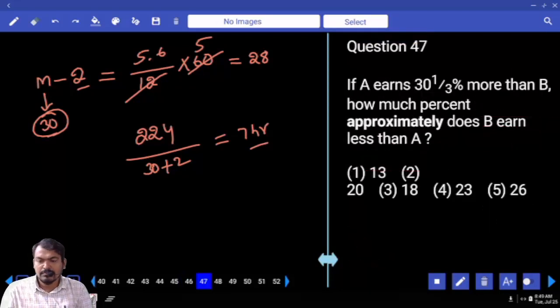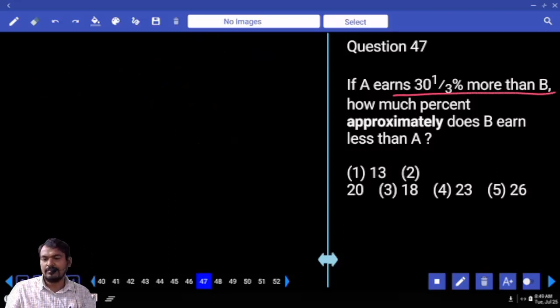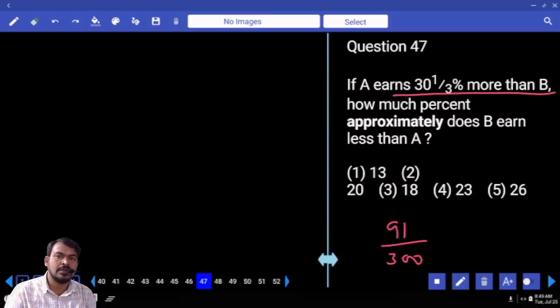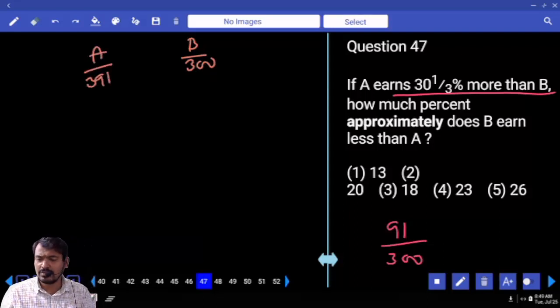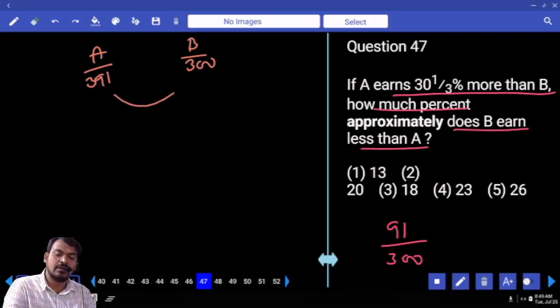It's question 47. If A earns 31 by 3 percent more than B, approximately how much percent does B earn less than A? A value compared to B value, how much percent more? 31 by 3 percent more. First of all, 31 by 3 means it will be written 91 by 300. 91 by 300 means if B value is 300, A value is 391. What is the question here? How much approximately does B earn less than A? How much value less?